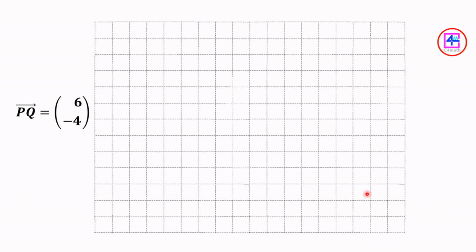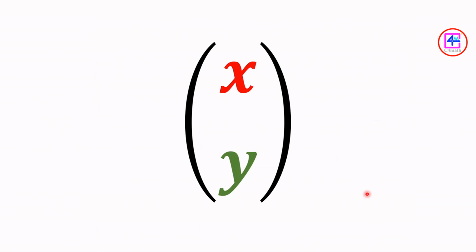So another vector is 6, negative 4. Then take points. 6 units to the right side. 1, 2, 3, 4, 5, 6. Then 4 units down. 1, 2, 3, 4. Then mark the point. Then joining the points gives the vector PQ, that is 6, negative 4.